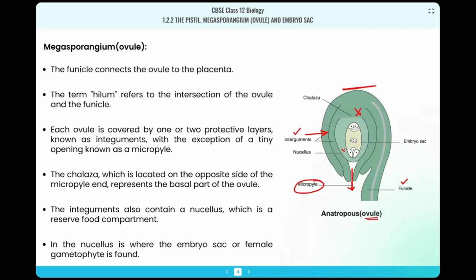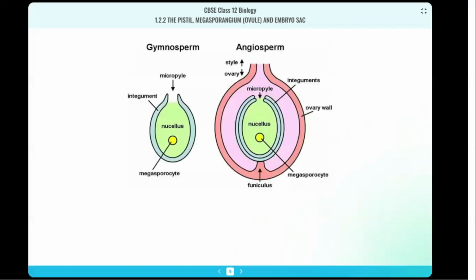Now, the integuments also contain a nucellus. So here you can see the nucellus part, which is a reserve food compartment. So, the food reserve storage area is the nucellus. Remember, it is also important for the competitive exams. In the nucellus is where the embryo sac or the female gametophyte is found. Inside the embryo sac you have the egg, which will be fusing with the pollen grains which are produced during the microsporogenesis.